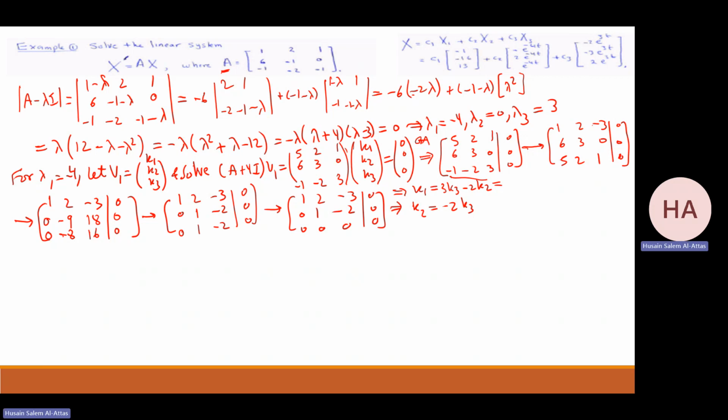Is there a mistake somewhere? Is minus 1, minus 2, minus 3. 1, 2, minus 3. So K1 will be 3K3 minus 2K2. Oh, sorry, sorry, sorry. This is plus. I have K2 is 2K3, plug it there. So this will be minus 2K3. So that gives me minus K3.